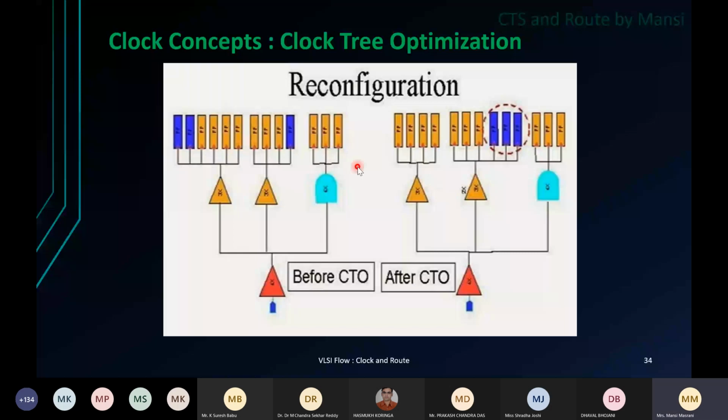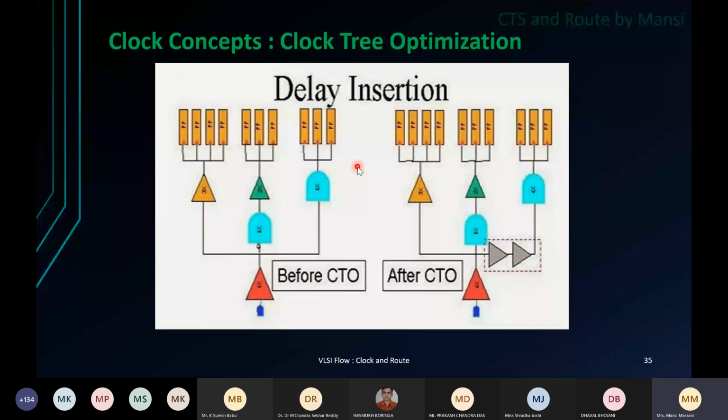Then there is delay insertion. Here it saw that these are all skew balanced, but it needs some additional delay to make sure that the skew number we want is properly added. So sometimes you add a delay, sometimes you totally remove a buffer, sometimes you add a buffer. All these things are part of clock tree optimization.